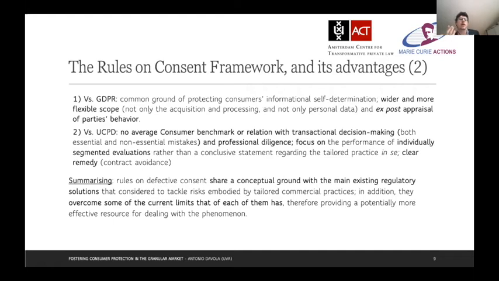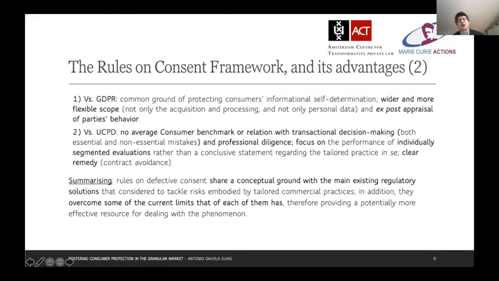And also they allow, of course, for an ex post appraisal of parties' behavior, which is highly individualized, and therefore might actually tackle properly the micro-segmentation arising from personalized commercial practices. And in addition, when the UCPD on the other side is considered, of course, we are not entangled in some problematic benchmarks such as the average consumer or the professional fairness, or even the relationship with the transactional decision making, which are significant for unfairness in commercial practices.